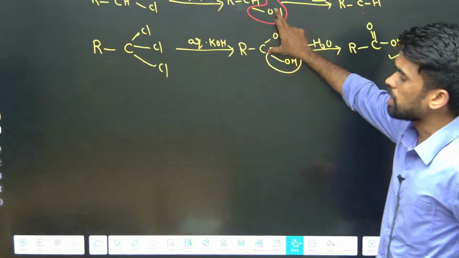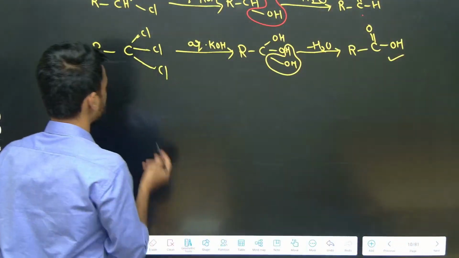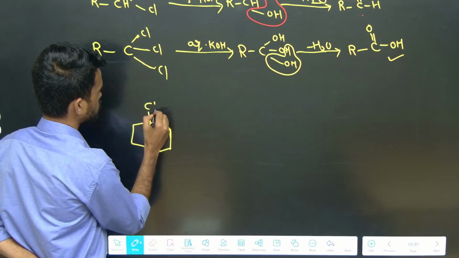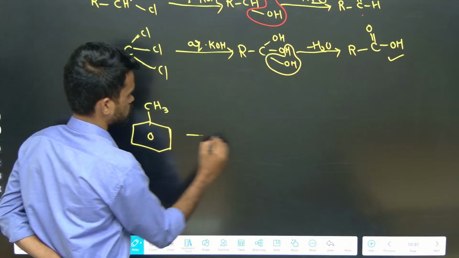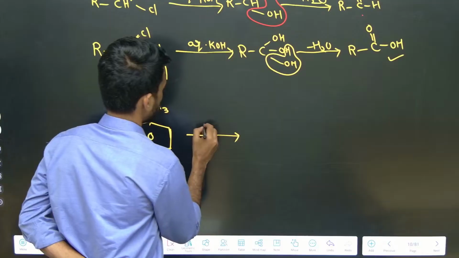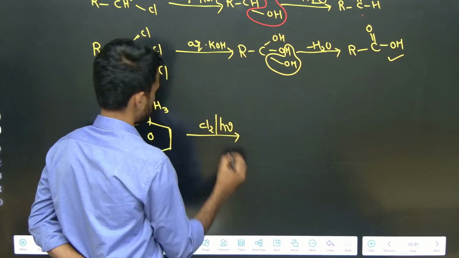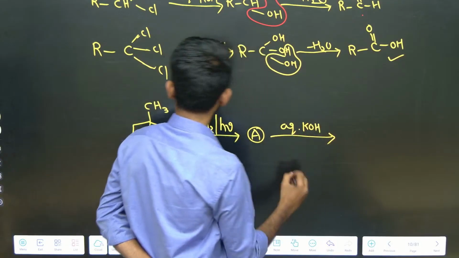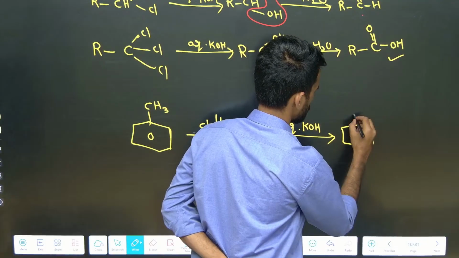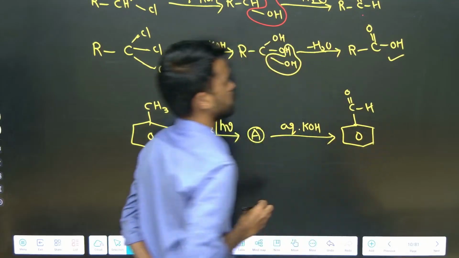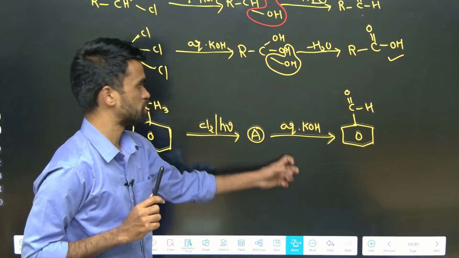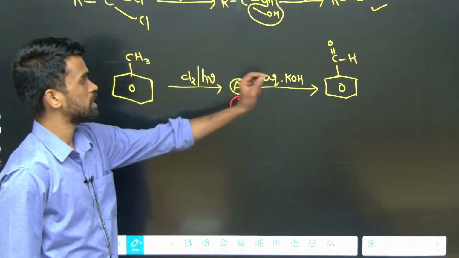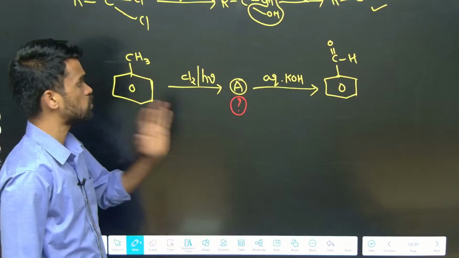Now, one of the most repeated questions in your exam is this one. This is how the product is mentioned. Now what is the intermediate A formed during this transformation? This is the question they will ask.